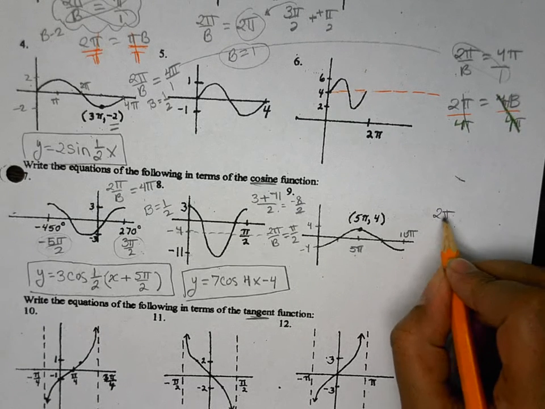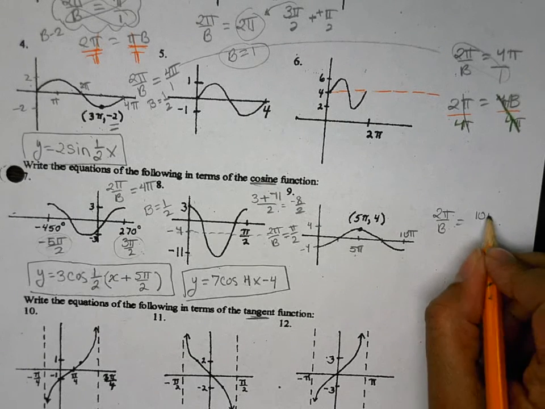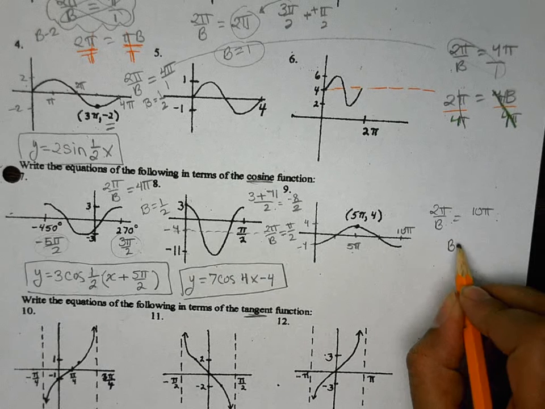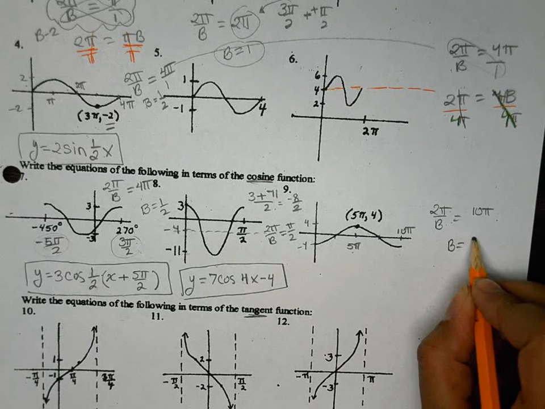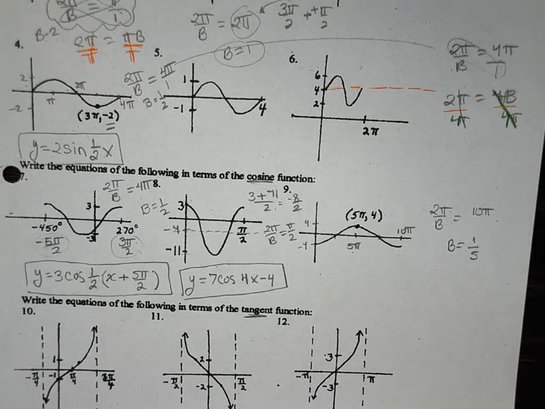2 pi over b equals what? 10 pi. Did anybody solve that already? What does b equal? 1/5? Does anybody need to see the work?